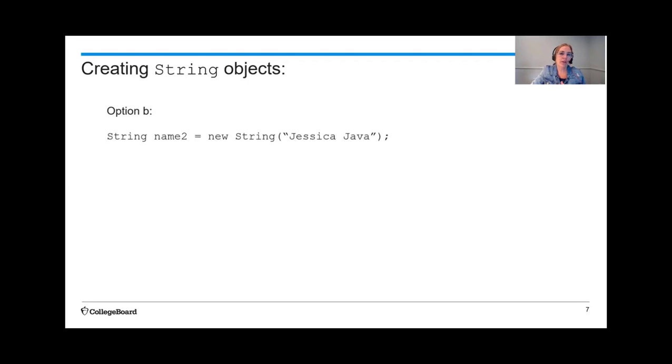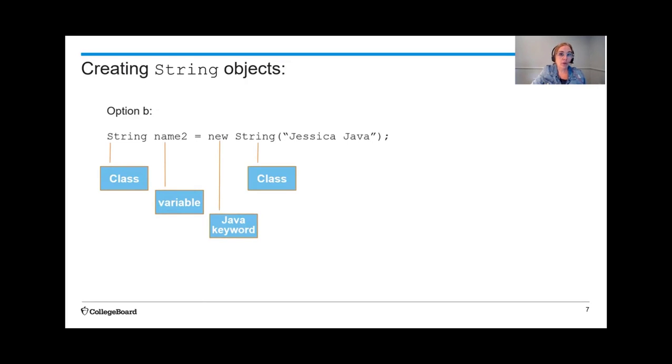The second way we can create string objects is by actually instantiating a new string object. The reason I'm using the word instantiate is because the keyword new has been used in this example. This is the second option of how to create a string. I'm using it with Jessica's name. So here we have the String class again, which is also our data type, and our variable name. The keyword new has been used. And what do we want to create new? We want to create a new String object, with an actual parameter of Jessica Java.